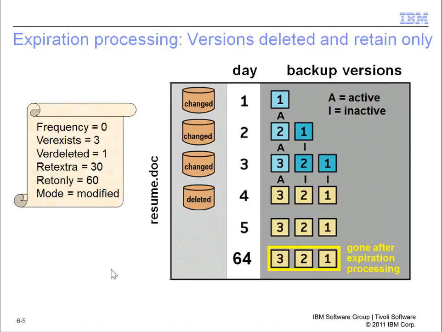In this scenario, we're deleting the file on day 4. So now we're going to refer to our ver_delete and ret_only parameters. So after 60 days, we no longer have any of our versions because we're retaining the final copy only for 60 days. So after 60 days, all of the versions are gone. This is because after the file is deleted, we don't need to keep the backups for more than 60 days.